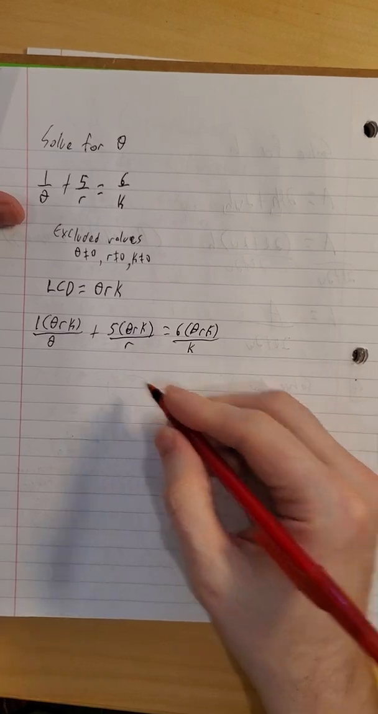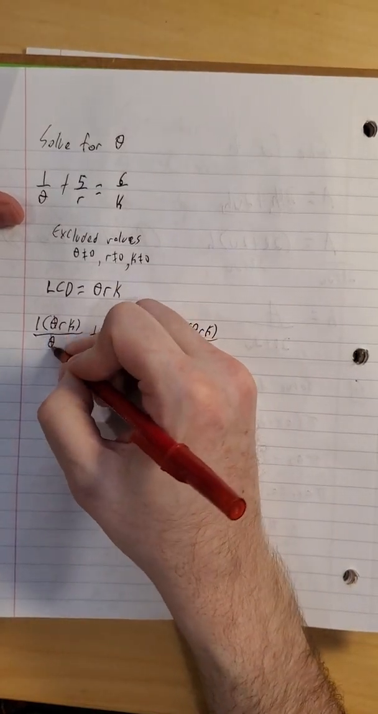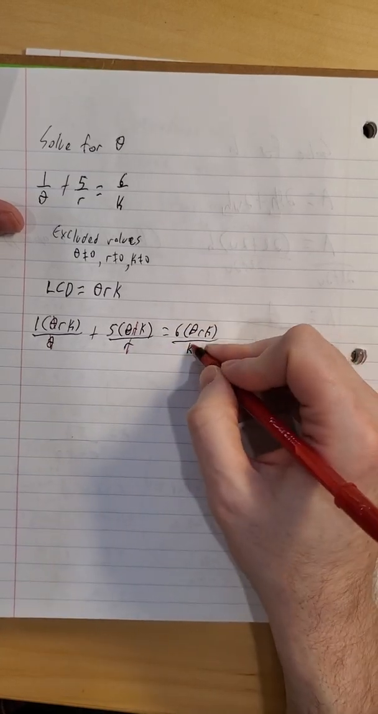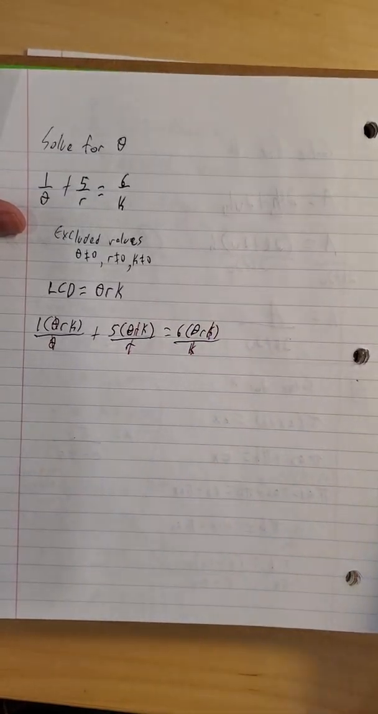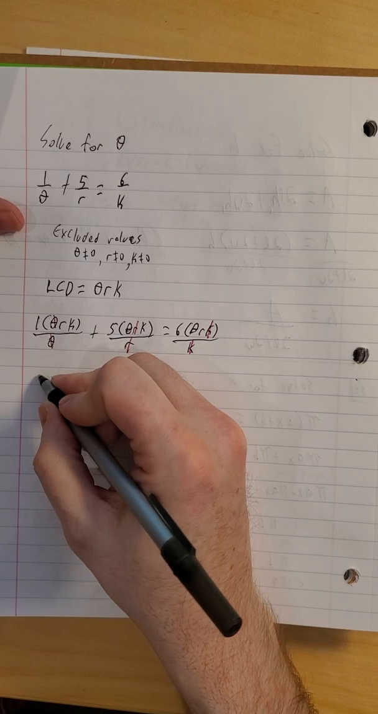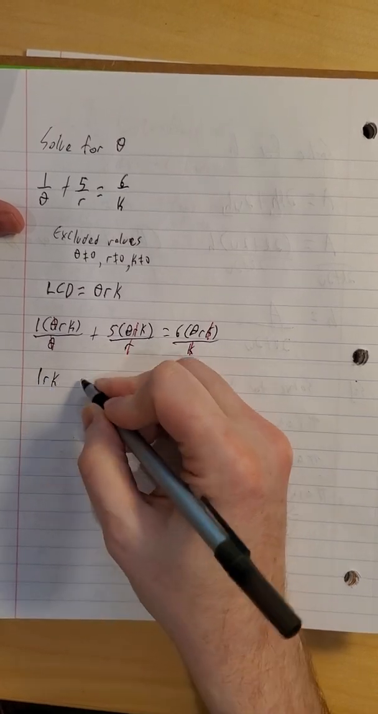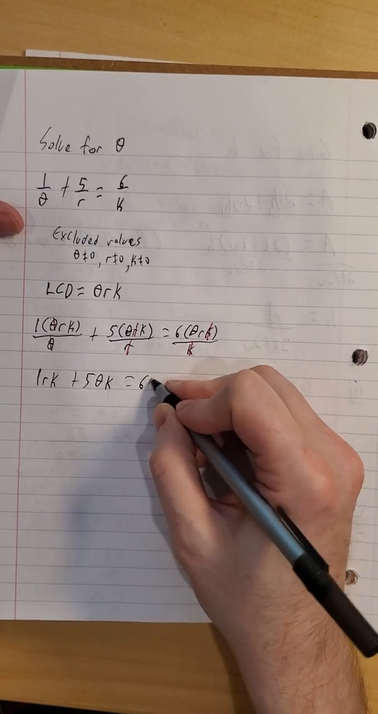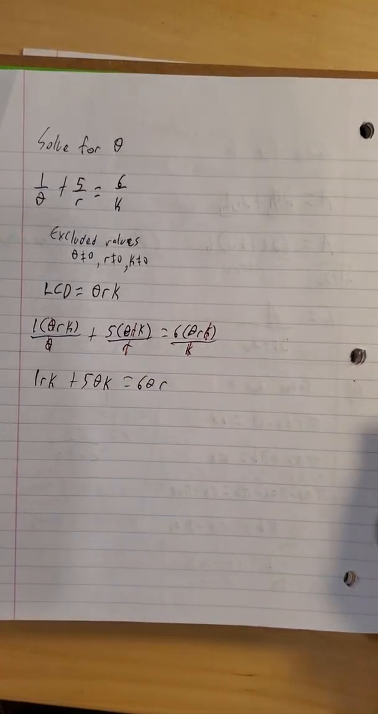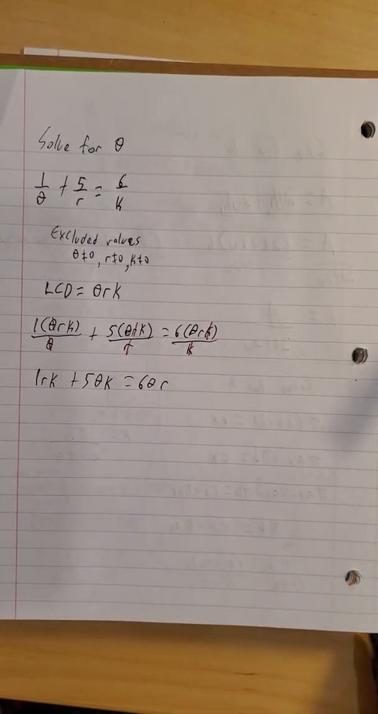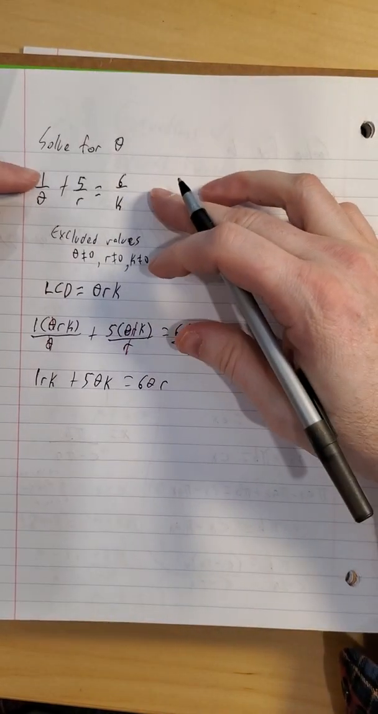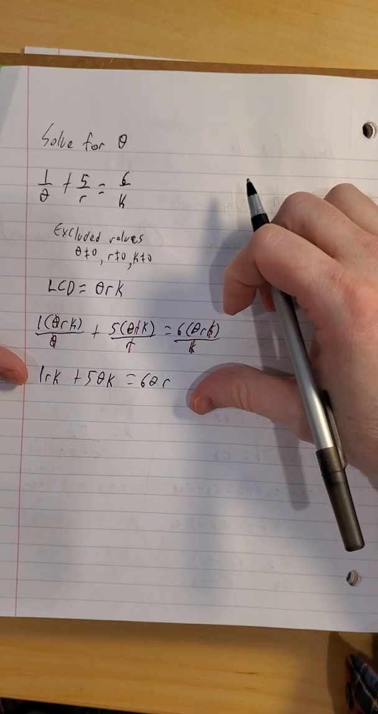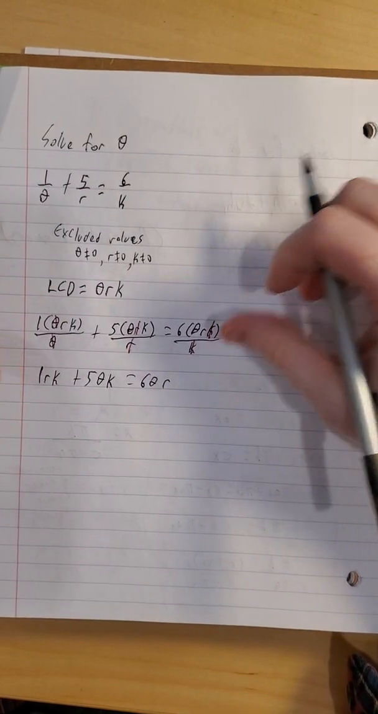And we do our simplifying. Theta over theta is 1 since theta is non-zero. R over r is a 1 since r is non-zero. Similarly for k divided by k. So we have 1 rk plus 5 theta k is worth 6 theta r. So we have made it a little bit better. We took something that had a bunch of messy looking fractions in it. No more fractions at the moment.